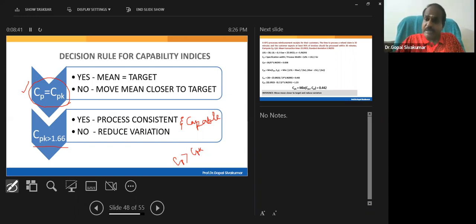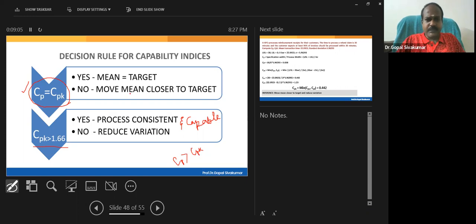Now look at the value of Cpk. If Cpk is more than 1.67, make a conclusion your process is capable. If it is less than 1.67, your process is not capable, because the assumption is always that the process is critical. Now, when the process is not capable, what are we supposed to do?